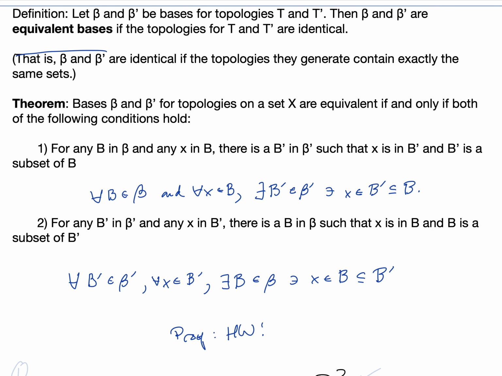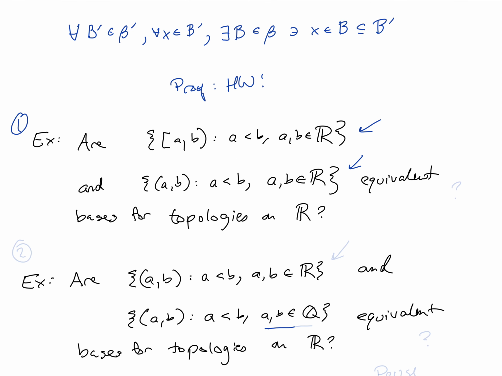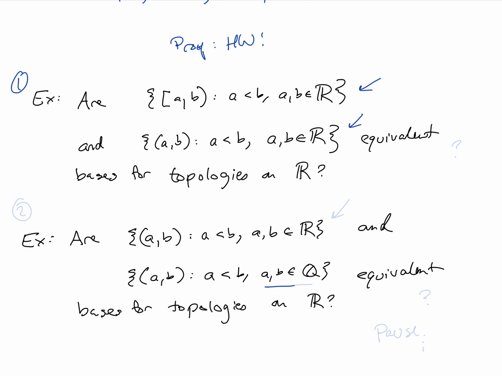but let's do some examples of determining whether different bases give equivalent topologies on sets. Here we're going to look at, first, is it the case that this basis we just looked at, and the regular topology generated by open intervals, give equivalent bases for topologies on R? So that's our first question.